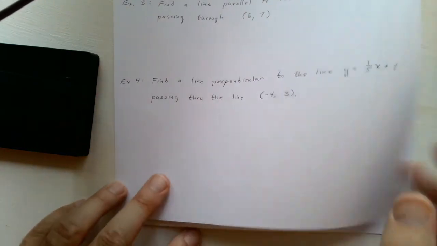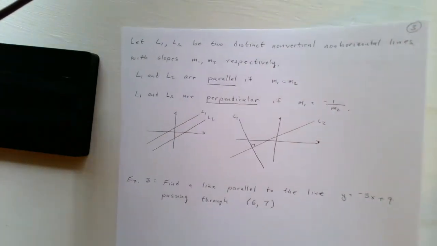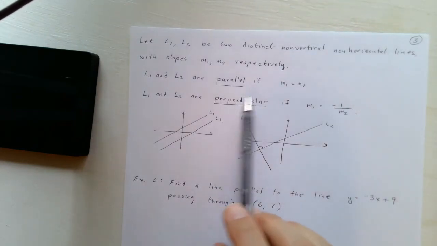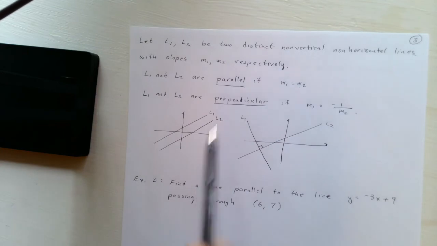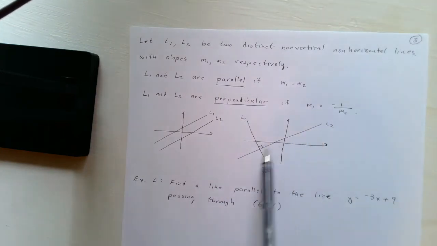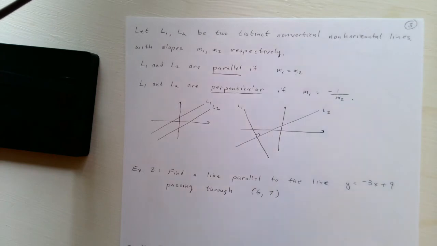Next, we want to talk about parallel and perpendicular lines. We say two lines are parallel if the slopes are the same, and they're perpendicular if they are negative reciprocals of each other. Graphically, what that means is, of course, they intersect at right angles. So that's what perpendicular means.